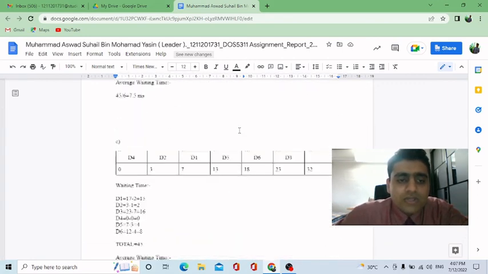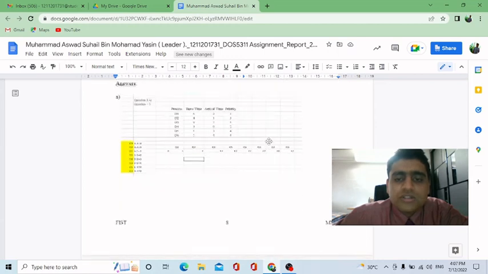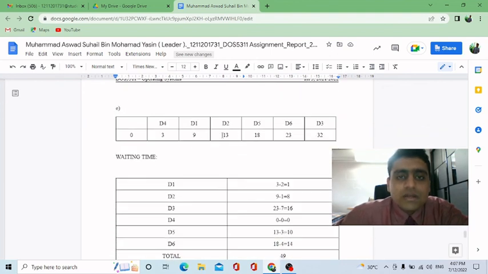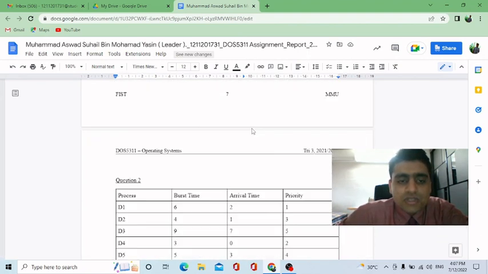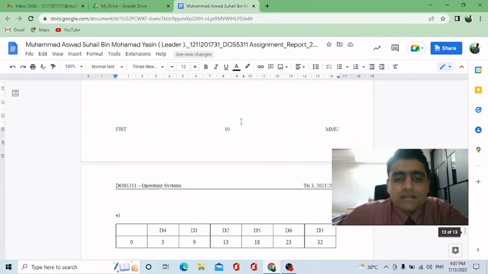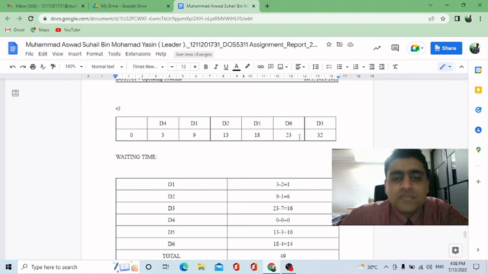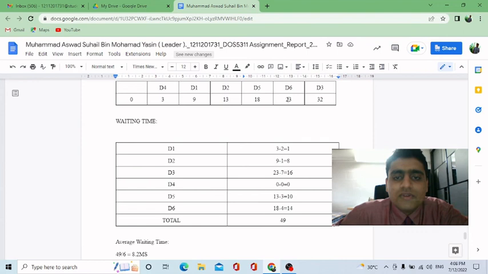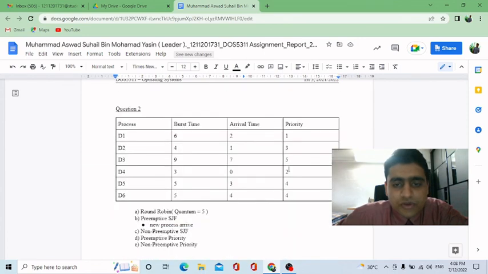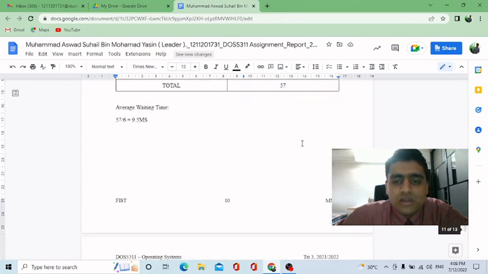What we know from the table is D1 will be the first priority, so we need to execute D1 first, and D2 will be the third priority, so we need to execute D2 next. For D5 and D6, the priority is the same, but we need to look at the arrival time for D5 and D6. Which one is the shortest arrival time? D5 is the shortest arrival time, so we need to execute D5, then D6, and lastly D3, because the priority of D3 is the last one. Priority of D3 is 5. That's why D3 will be last.